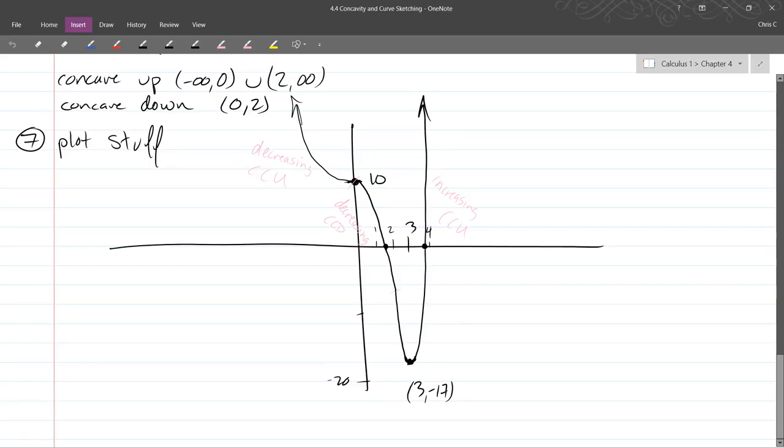So we're going to do one more problem, and this one we're going to do a rational function that has a vertical asymptote. And we're going to see how that affects the derivatives, and we're going to do all the exact same steps we did before.